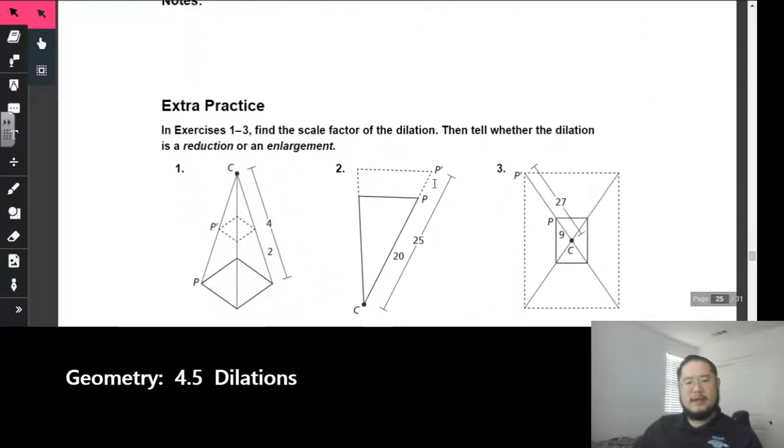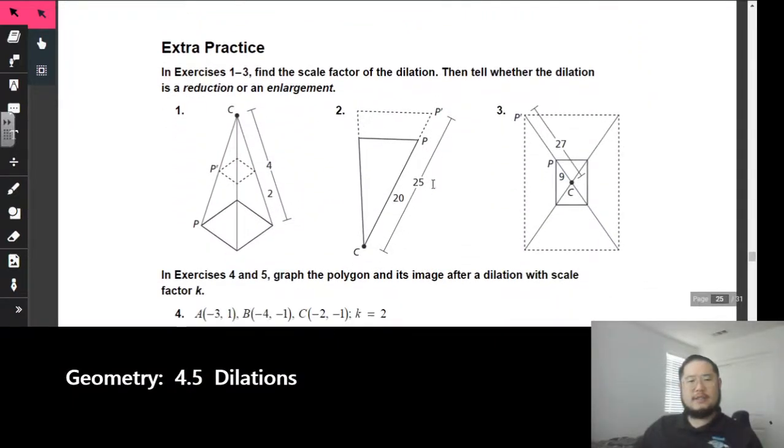Let's go ahead and move down and try the extra practice. So when you look at these figures here, you've got to pay attention to where the image and pre-image is. Okay, what exactly is either or. And remember, we have the scale factor. We have our equation. Scale factor is equal to image over pre-image.